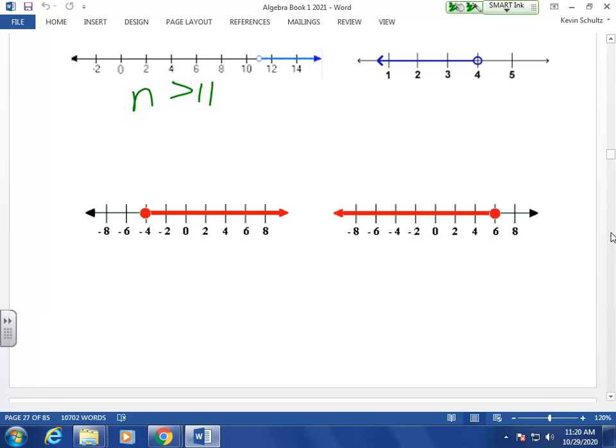Yeah. Or 11 is less than n. Okay. We know it's greater than because it's got that open circle and it's going to the right, and that open circle is at 11. So that's why we picked that one.